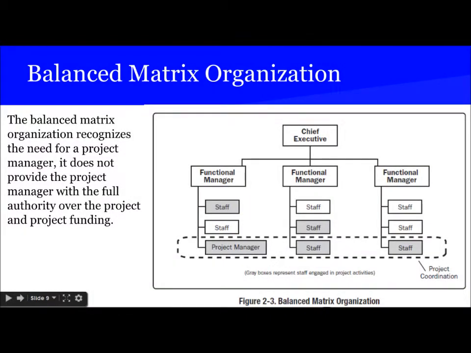Balanced matrix organization will have a project manager with moderate to high responsibility. It recognizes the need of a project manager, and it does not provide the project manager with full authority over the project and project funding. So it does not provide full authority, but the project manager does make some contribution and works closely with the functional manager in taking decisions.